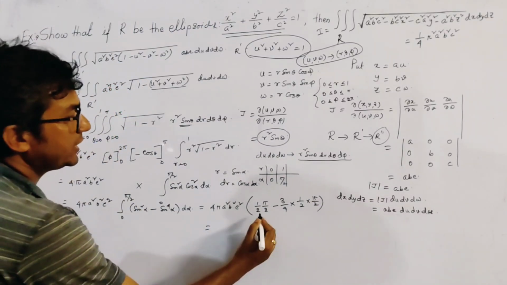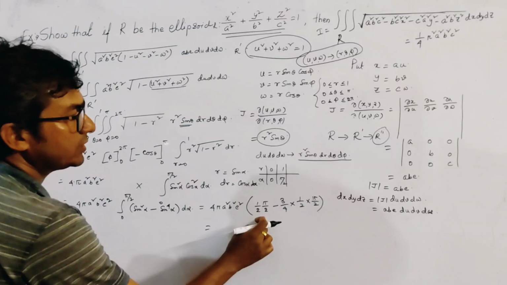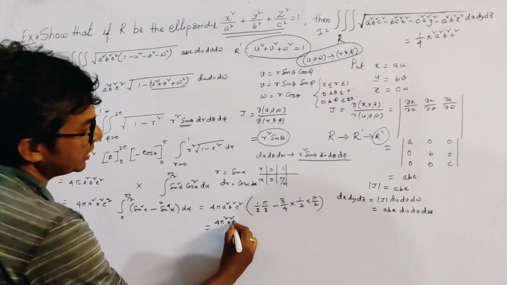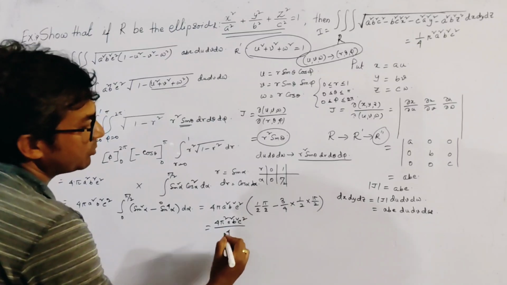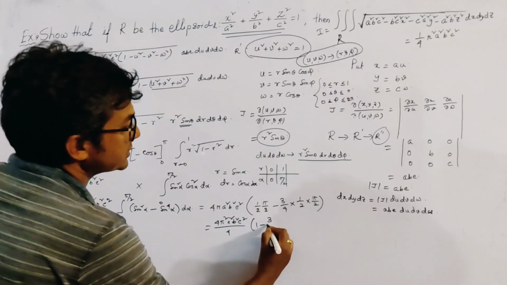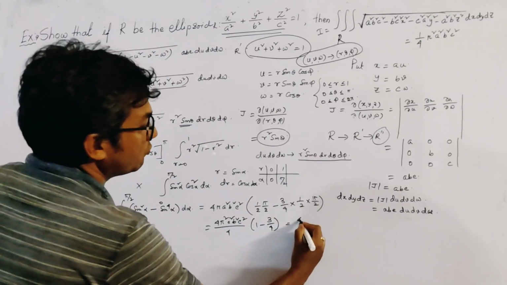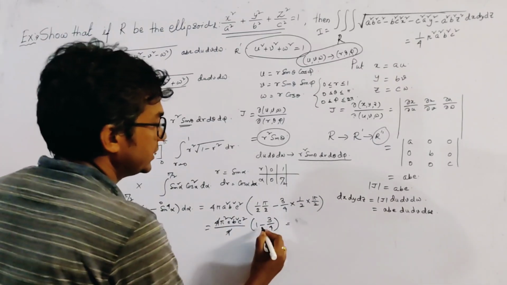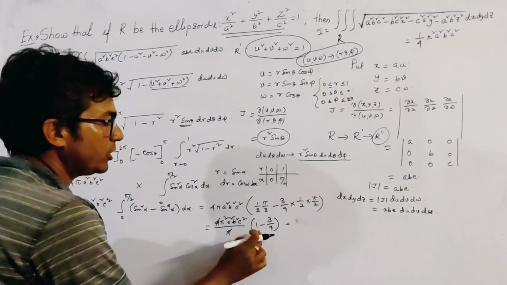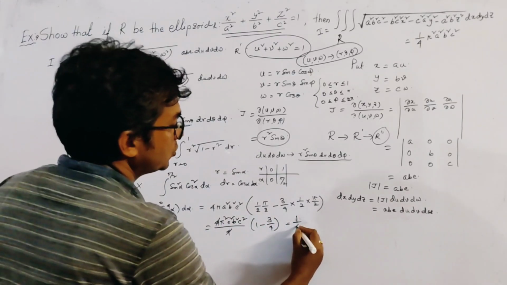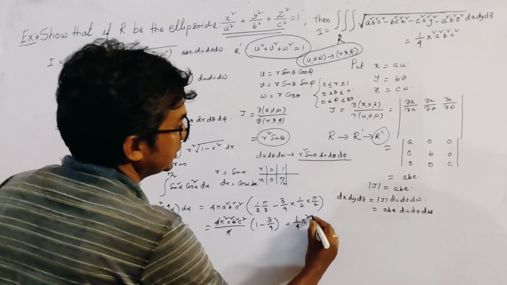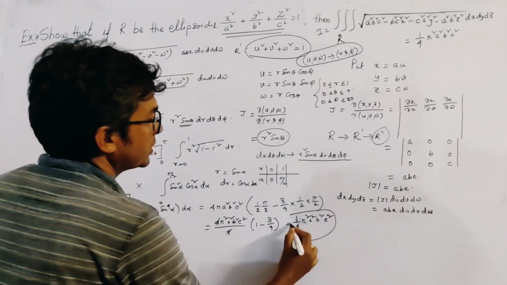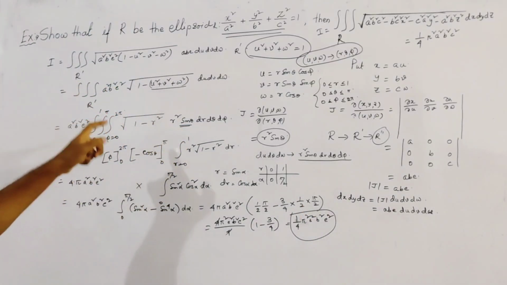So the final result is, we take pi by 4 common, so we get 4 pi squared a squared b squared c squared by 4 into 1 minus 3 by 4, and so the pi by cancels out, and from here we get 1 by 4 and pi squared. So 1 by 4 pi squared a squared b squared c squared is the final result of this integration.